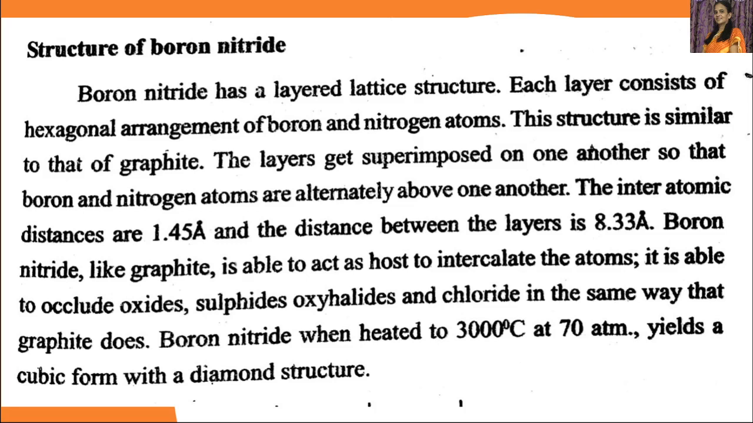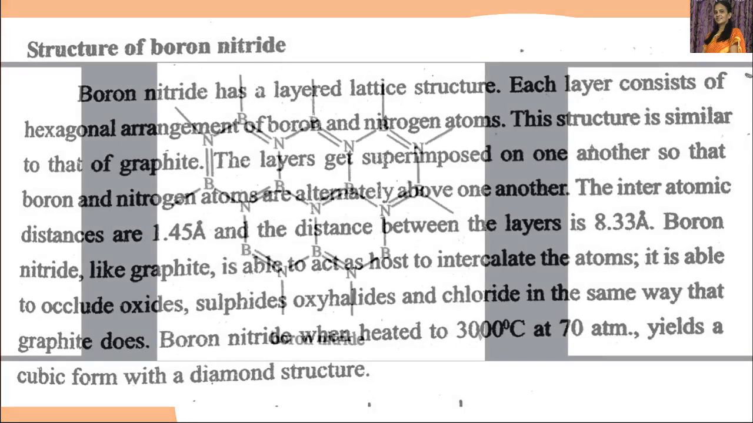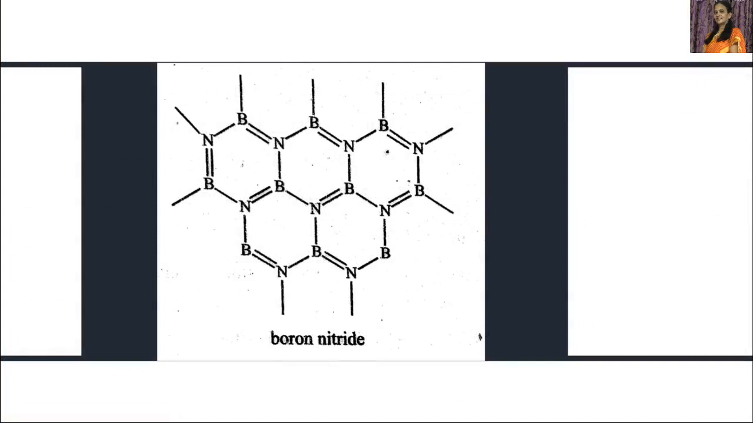Boron nitride, when heated to 3000 degrees centigrade at about 70 atmospheric pressure, yields a diamond-like structure. See, this one is the boron nitride structure. These are the hexagonal rings. This is one layer, and above this layer it has a layered structure like graphite. In graphite, all six are carbon atoms, whereas here boron and nitrogen atoms are present.